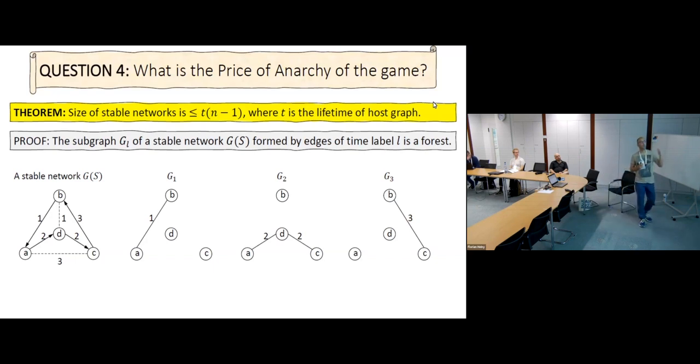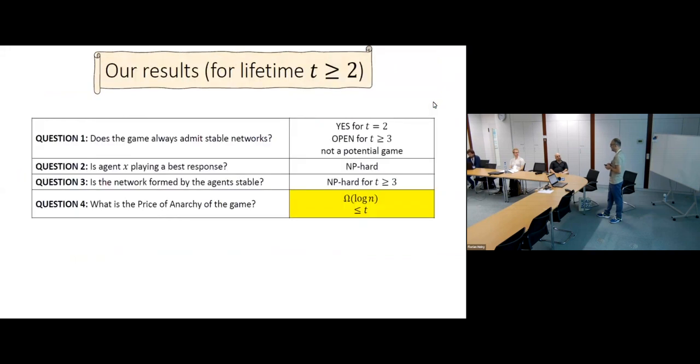If we pick any stable network, G of S, like this one, and we look at the subgraph of the network that is induced by the edges that have the same time label, that subgraph must be a forest. It cannot contain a cycle, as otherwise an agent that owns an edge of the cycle would delete that edge without compromising the temporal connectivity of the formed network. So this implies, of course, an upper bound to the price of anarchy, which is T, the lifetime of the host graph. This upper bound is good, of course, if the lifetime of the host graph is a small value, but it is not good if the lifetime of the host graph is a large value.